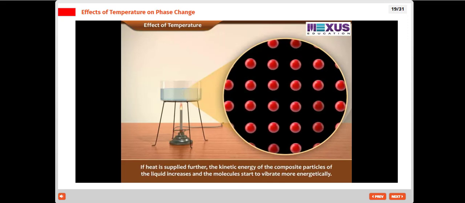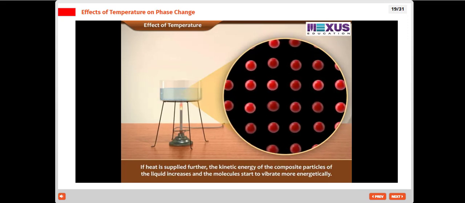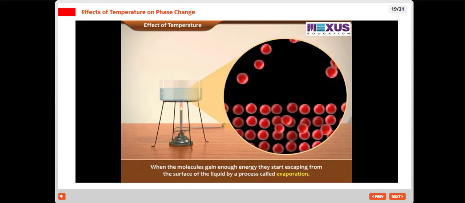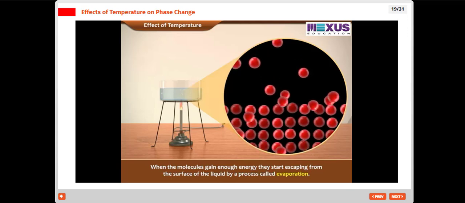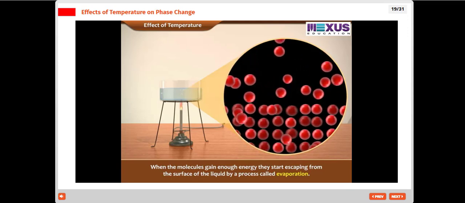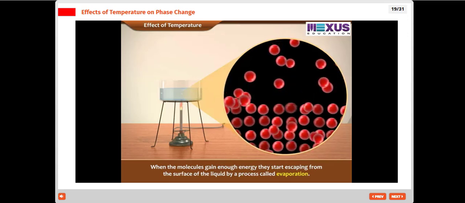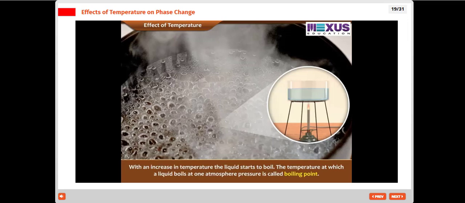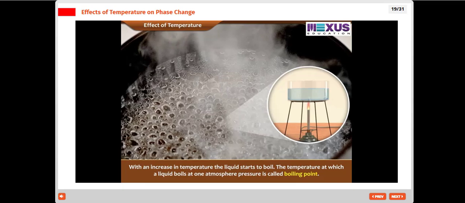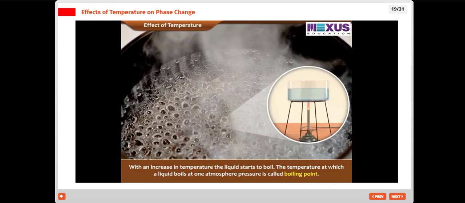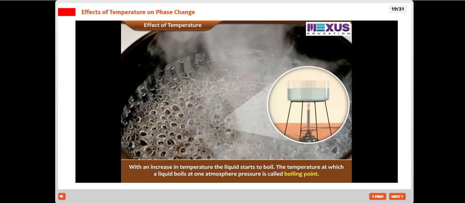If heat is supplied further, the kinetic energy of the composite particles of the liquid increases and the molecules start to vibrate more energetically. When the molecules gain enough energy, they start escaping from the surface of the liquid by a process called evaporation. With an increase in temperature, the liquid starts to boil. The temperature at which a liquid boils at 1 atmosphere pressure is called boiling point.